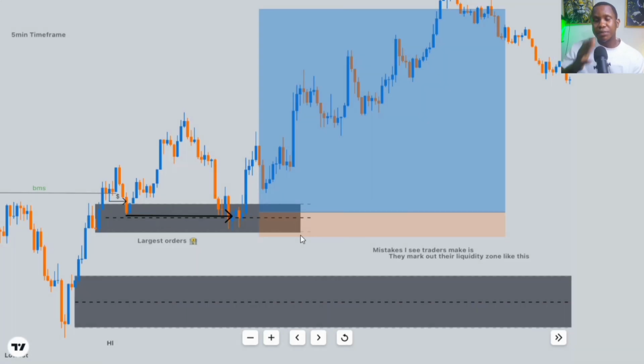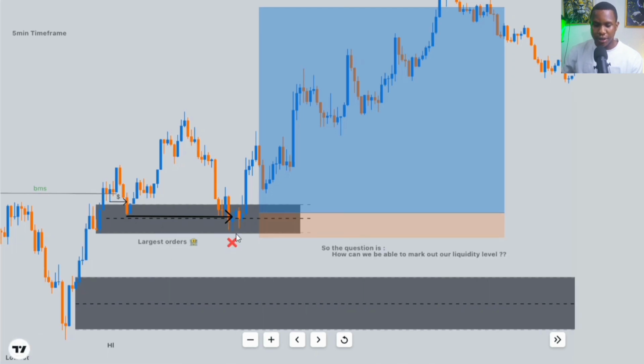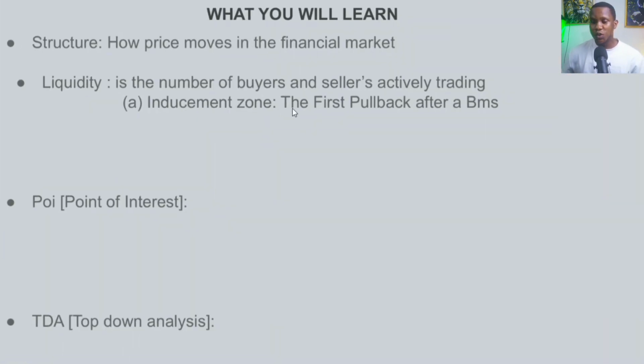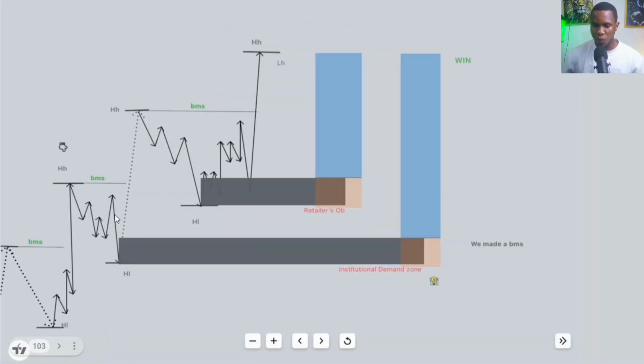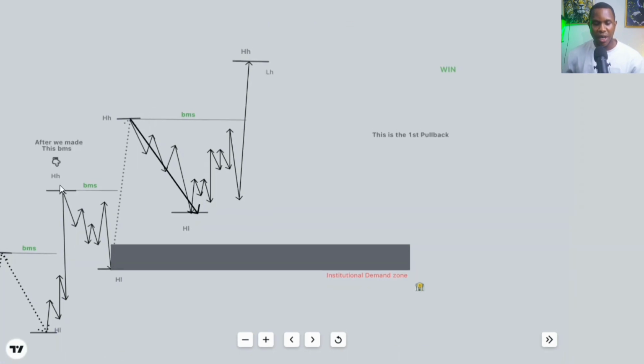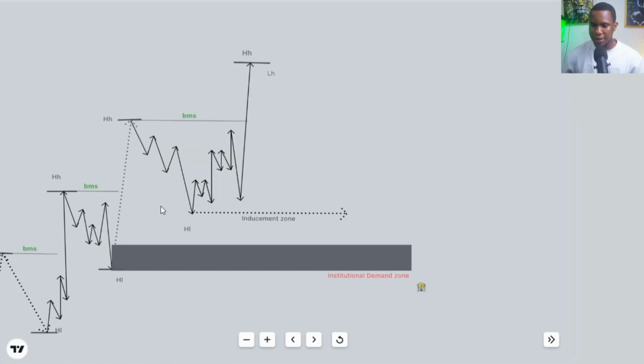A mistake I see traders make is they mark out their liquidity zone like this. This is wrong, guys. So how can you mark out your liquidity level properly? By understanding what an inducement zone is, guys. Inducement zone is what? The first pullback after a break of market structure, guys. Can you see when we made this break of market structure? This is the first pullback we made before we made this whole break of market structure, guys. And this level is called our inducement zone.